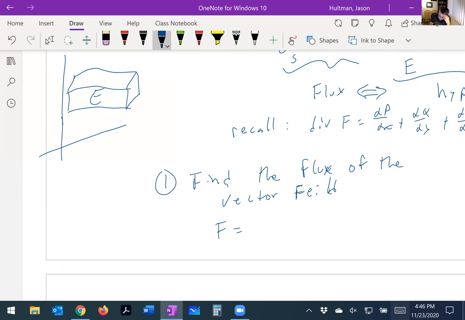F equals Zi plus Yj plus Xk over x squared plus y squared plus z squared equals 1, the unit ball. Okay.